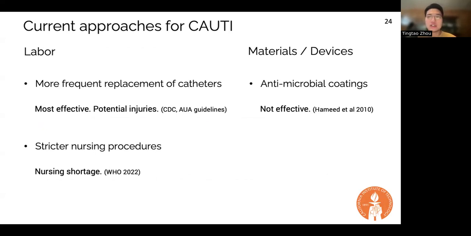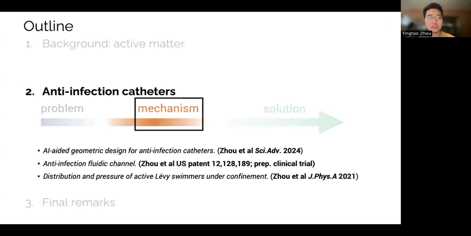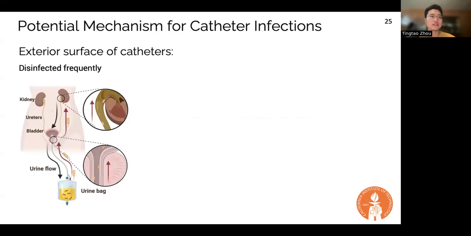But they are not particularly effective in terms of preventing the catheter infection, which we have some idea why. And I'm going to tell you about our understanding of the mechanism for these infections. So what is the possible mechanism for these catheter-associated infections?